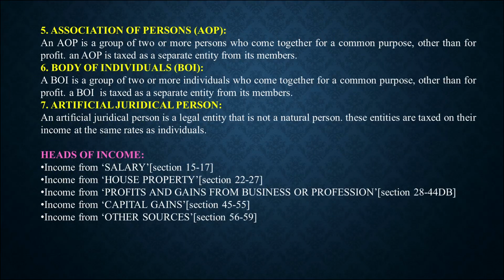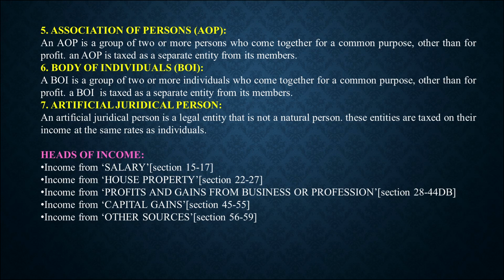And fifth, association of persons, AOP. An AOP is a group of two or more persons who come together for a common purpose other than for profit. And body of individuals, BOI, is two or more individuals who come together for a common purpose other than for profit. And the last one, artificial juridical person. An artificial juridical person is a legal entity that is not a natural person. These entities are taxed on their income at the same rate as an individual.